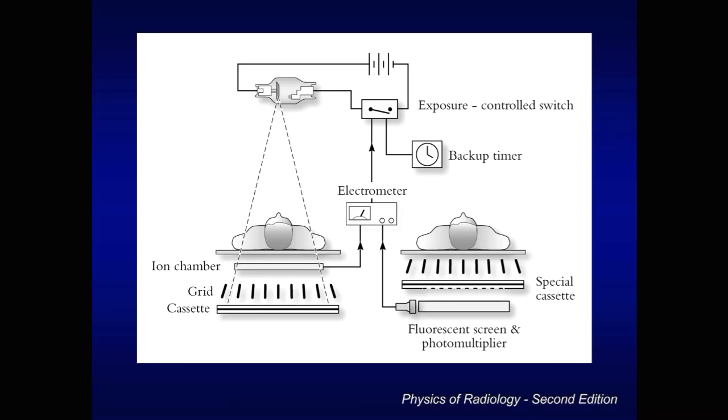The ionization chamber is positioned on top of the image receptor. X-ray photons must come in contact with the chamber before the image receptor. This makes the ionization chamber an entry-type device.